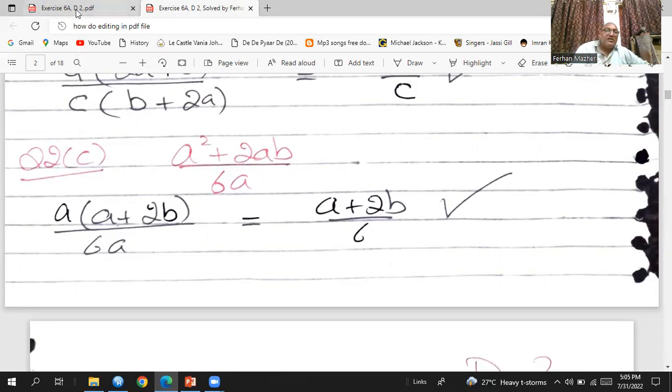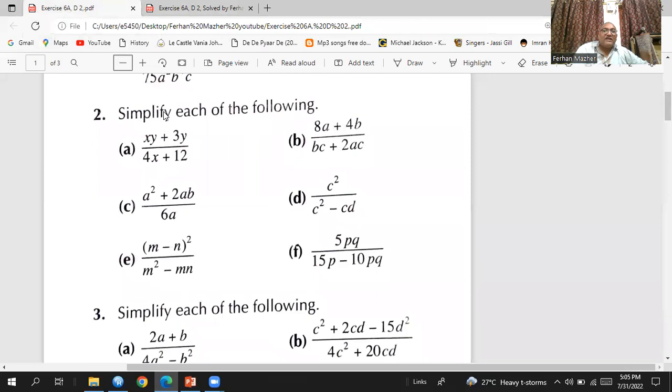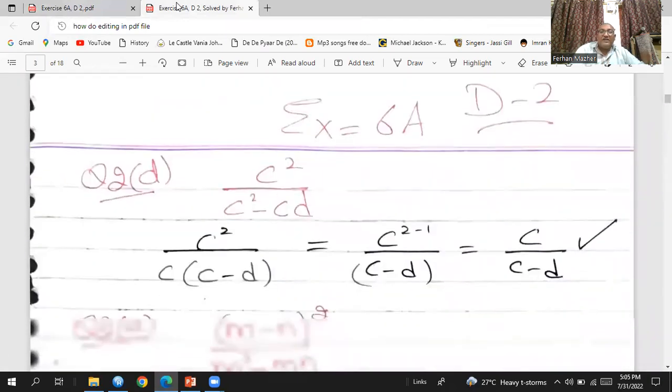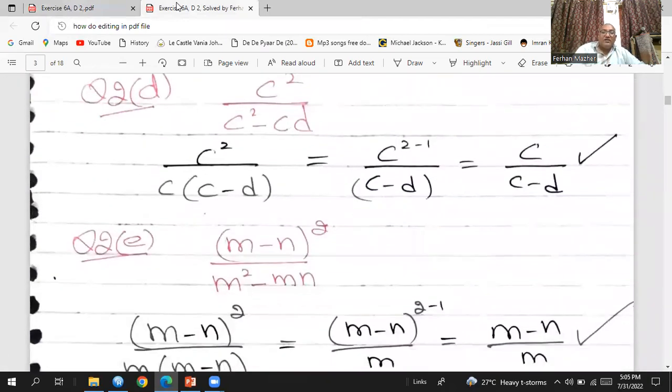Okay, so we are going to the next question. The next question is question number 2, D part. It's c squared divided by c squared minus cd in the denominator. In the denominator, the c can be taken as common, and then we will see how we can do the simplification.